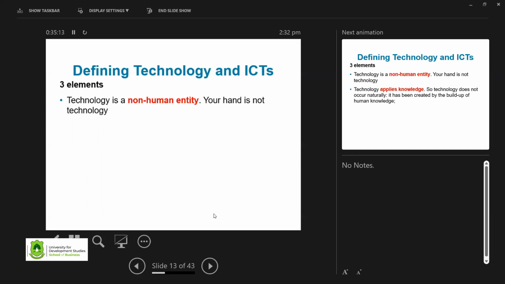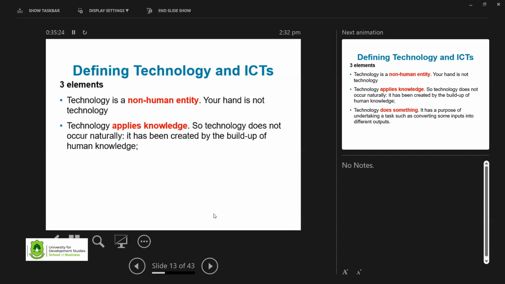So my hand is not technology. Anything that is a human entity is not technology. Technology is a non-human entity. And technology applies knowledge. So technology does not occur naturally.